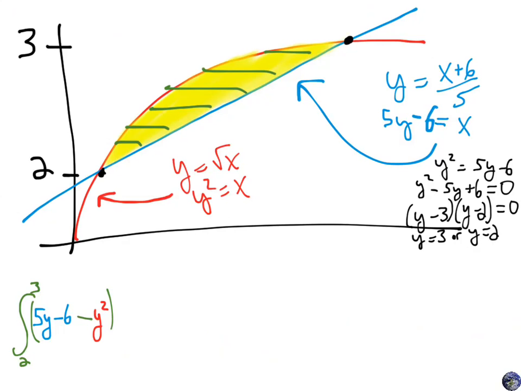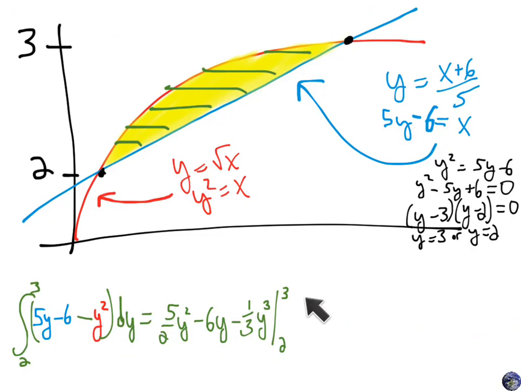And again, this time it's all dy. We're chopping up the y's. This is all with respect to y's. There's no x's in this. And notice, again, this integral is a lot simpler. There's no square roots. There's no fractional exponents. It's just a straightforward integral. So 5 halves y squared minus 6y minus 1/3 y cubed. We're evaluating that between 2 and 3. Number's a little smaller, so a little side benefit there. Anyway, you plug it in, and lo and behold, you get 1/6.